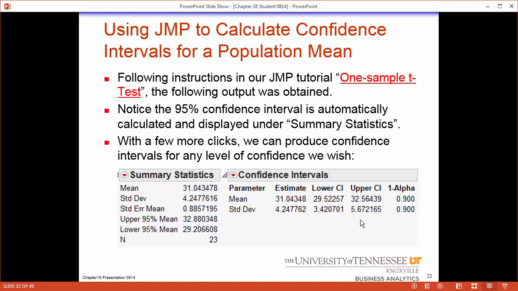I am 95% confident that the true average speed of cars on this road that day is contained in the interval 29.2 miles per hour to 32.8 miles per hour.